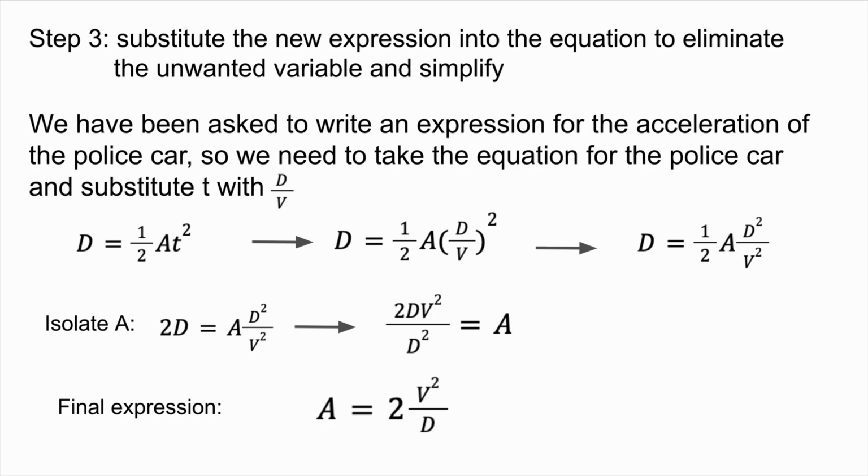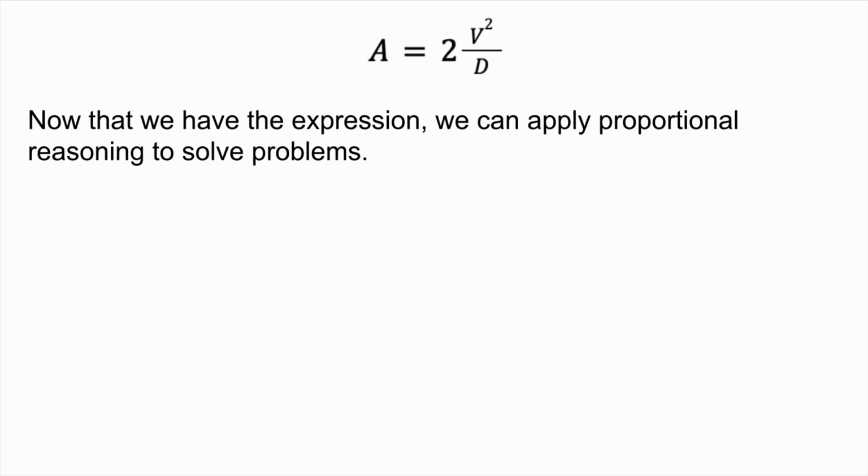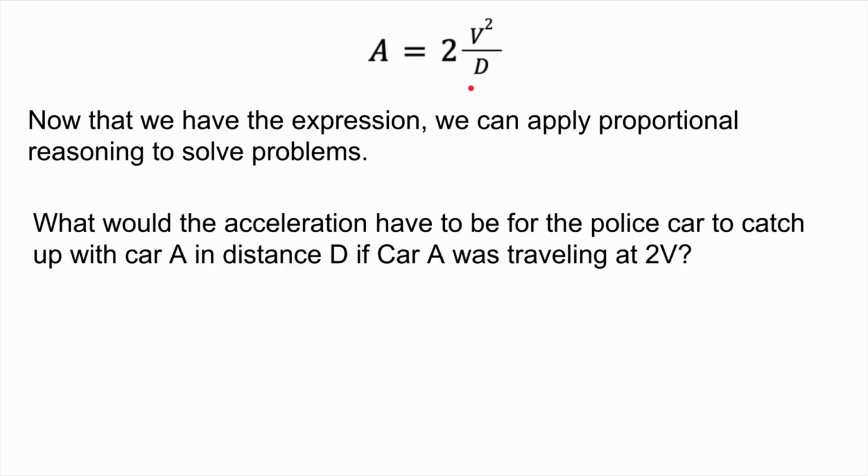Like we might be asked, instead of to write the expression, to use proportional reasoning. So let's look at how we'd use proportional reasoning with this. I have my newly arrived at expression, and let's just say I was asked this: what would the acceleration for the police car have to be to catch up with car A if car A was traveling at 2v instead of v? I look at my equation here and I see, well, how is a proportional to v? The answer is a is proportional to v squared.